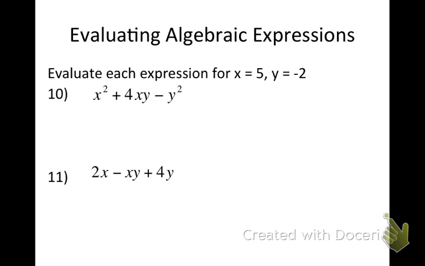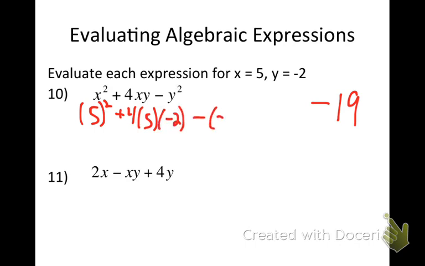Take a couple seconds to try these two on your own. All right, number 10. Miss Foster, what did you have for answer number 10? A negative 19. It's negative 19. You did the same thing here. Now let's pay attention here. Watch. So I plug it in here. I get 5 squared plus 4 times 5 times negative 2 minus negative 2 squared. Recognize, I put the negative 2 in parentheses on the end there.